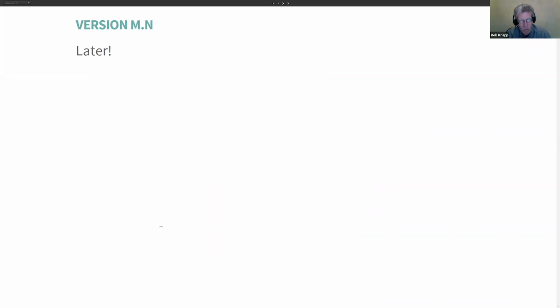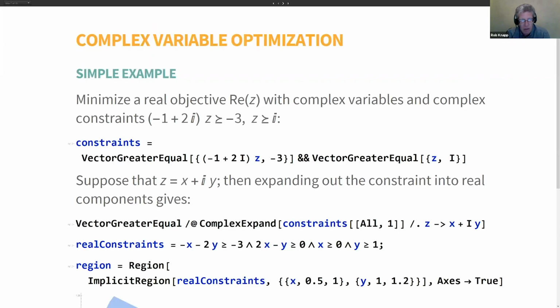All right, so what's coming in future versions? Well, I'll get to that later. Okay, so let's do a couple of examples. I think these examples highlight some of the things we're able to do within this convex framework that make it quite convenient. Okay, so let's minimize a real objective.